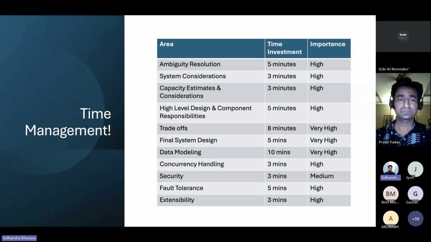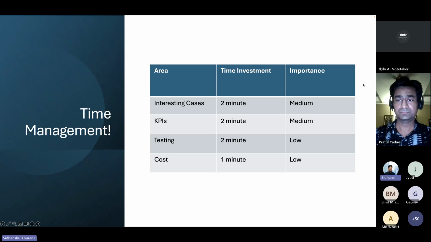Fault tolerance is very important to discuss. Our system handles fault tolerance, but we have deliberately not covered it as part of this exercise, which we'll cover in another exercise or through quizzes. Extensibility is very important as well. Again, cover it in 3 minutes. And then some of the interesting cases, if you have time, just talk about them in 2 minutes.